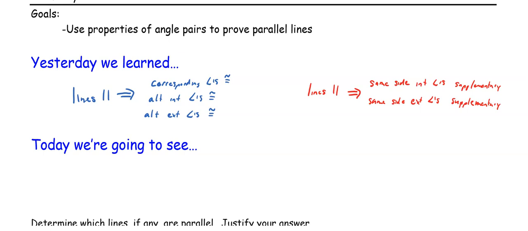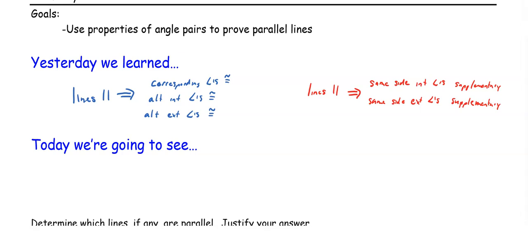In this video, we are going to use properties of angle pairs to prove that lines are parallel. So yesterday we learned if lines are parallel, then corresponding angles are congruent, alternate interior angles are congruent, and alternate exterior angles are congruent. Also, if lines are parallel, we learned that same side interior angles are supplementary and same side exterior angles are supplementary.